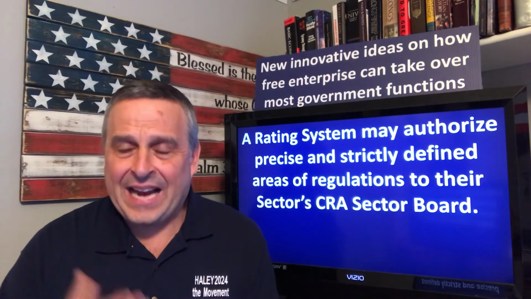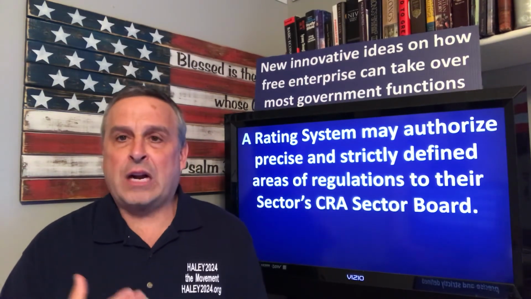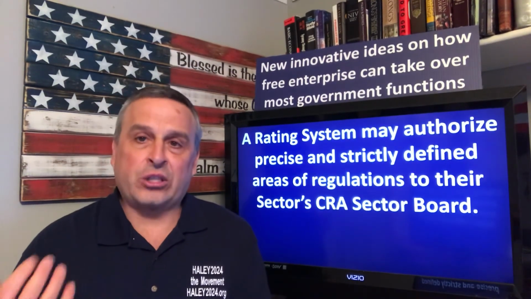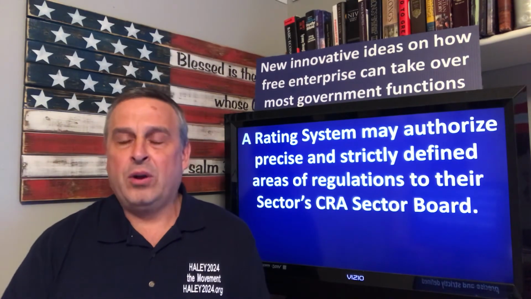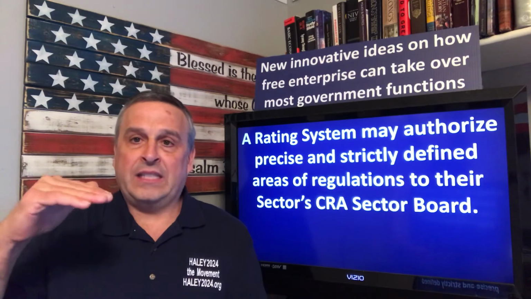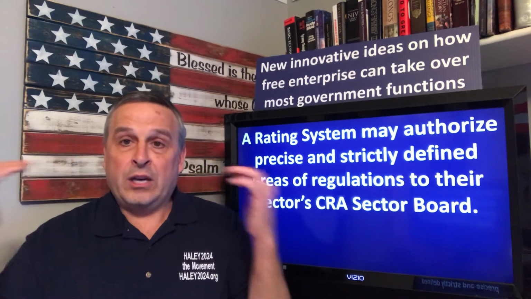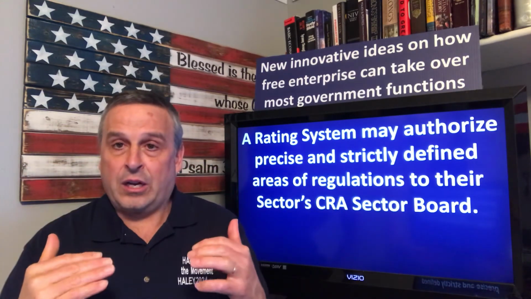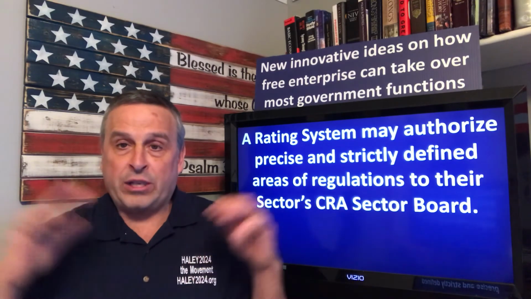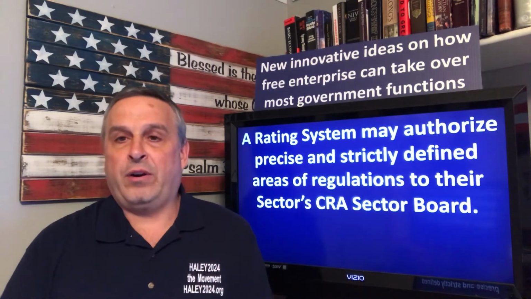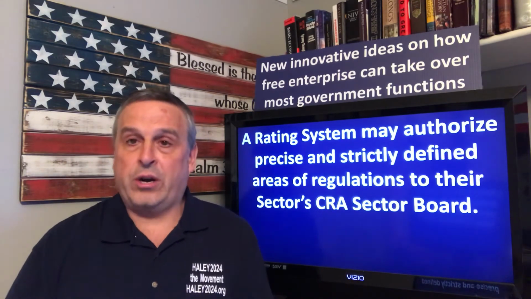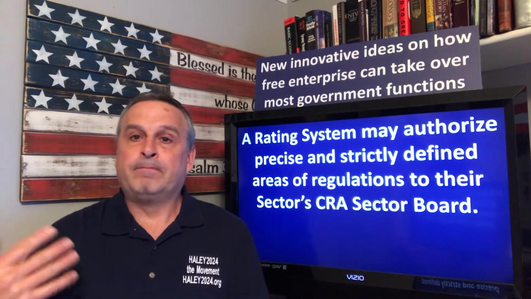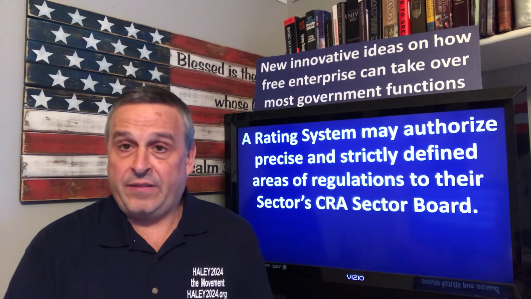So if a rating system cannot handle a negative externality by giving it low ratings and letting the people know, or in doing rating floors, those things will handle 95% of all the negative externalities. But if it cannot handle it, if it's just too stubborn and the negative externalities are still happening, they can shove it up to the monopoly sector board level, and then the sector board can say, here's a set of regulations you cannot violate, and all the CRAs have to govern and make sure you're not polluting or doing something that's causing a negative externality.